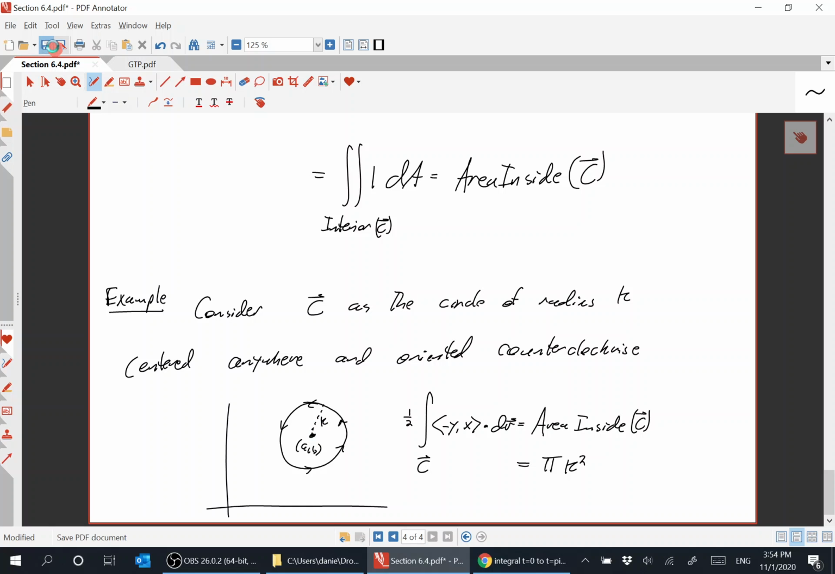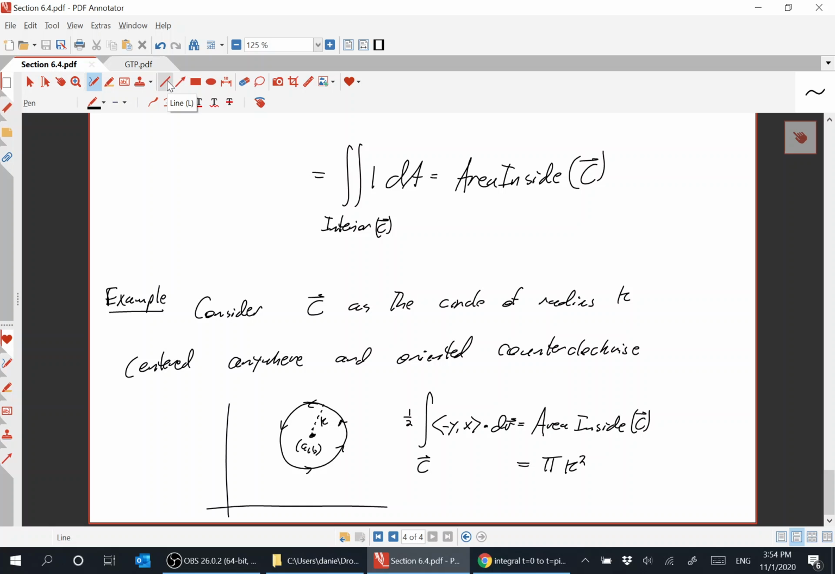So that whirlpool vector field that we have been looking at, it's got some interesting properties to it, in that it just relates to areas. I mean, it just gives you, by Green's theorem, the area inside C. All right.